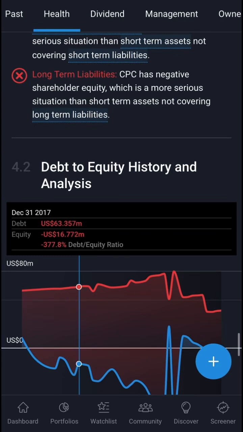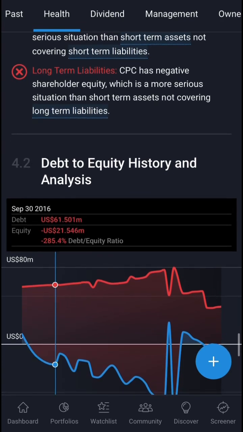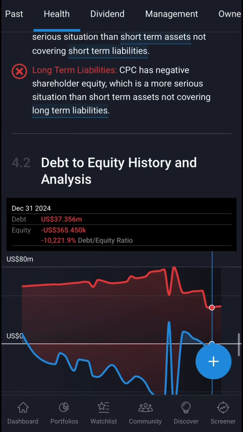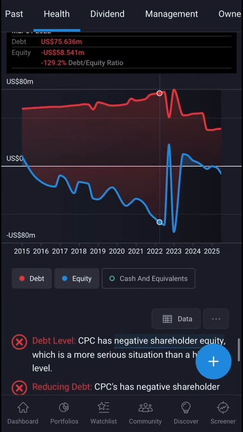So you can look at the chart here. This will tell you the debt to equity ratio. You can see since the beginning till now the debt has been more than the equity throughout. So that means it's very bad to invest in this company. For now, based on the details that are available, it's very bad to invest in this.